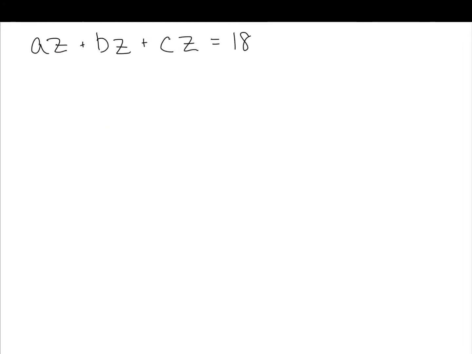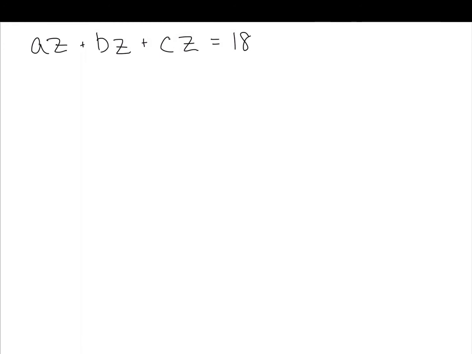Okay, so let's try a problem using the distributive property. So we'll try to solve this equation for z. When you look at this equation, z is in multiple places in the equation. What we want to do is use the distributive property to only write down z one time so that we can isolate it. So we know that from the distributive property, we can rewrite this equation.